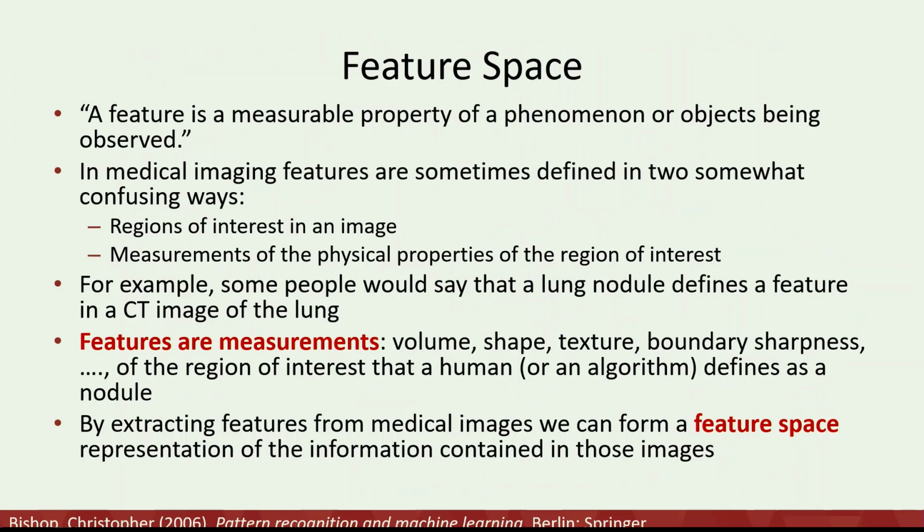So first, what is this thing that I just described called a feature space? So following Bishop, a feature is a measurable property of a phenomenon or an object that's being observed. So it's a measurable property of something in an image. And in medical imaging, there's been a bit of confusion because sometimes the region of interest itself, a lung nodule, is considered to be a feature, but it's really the measurements of the properties of that region of interest that we deal with and what we call features.